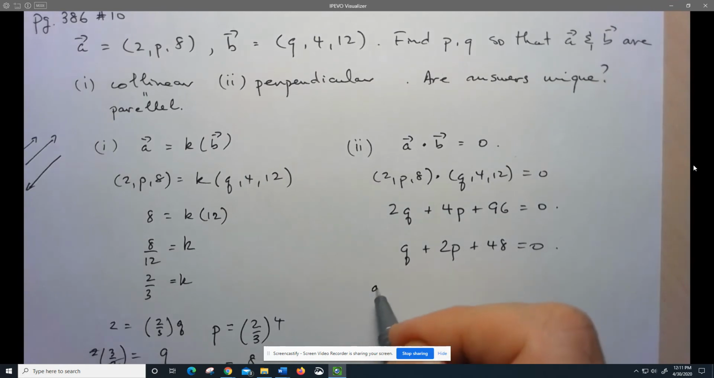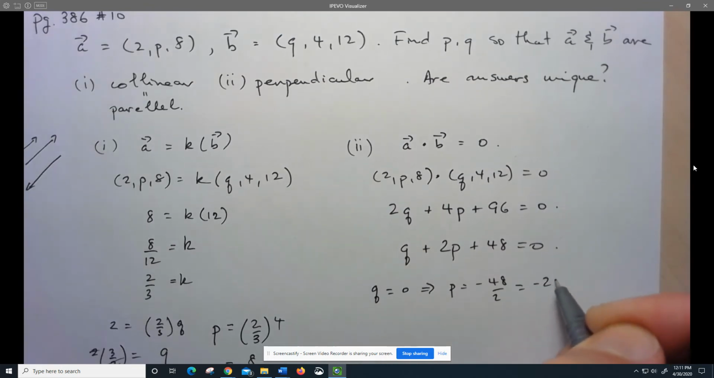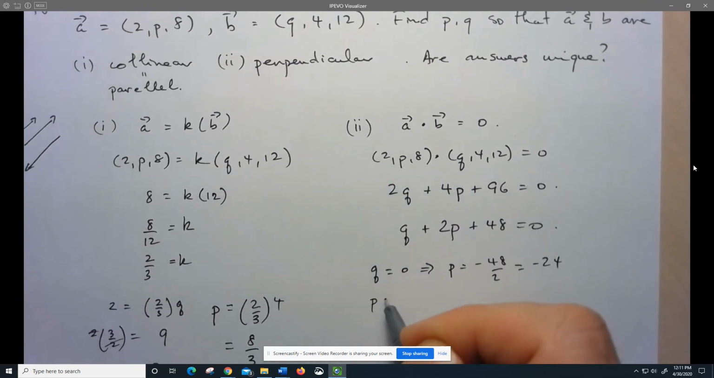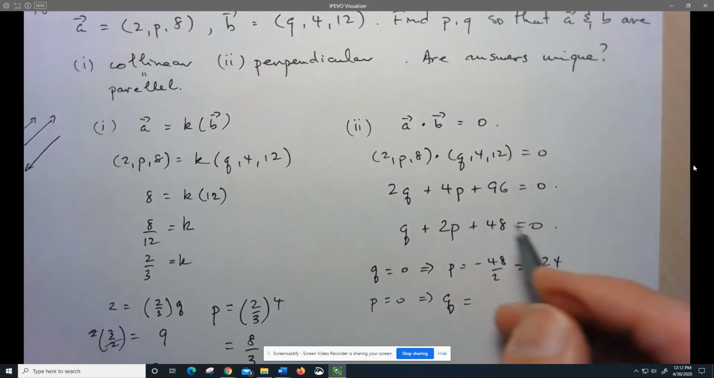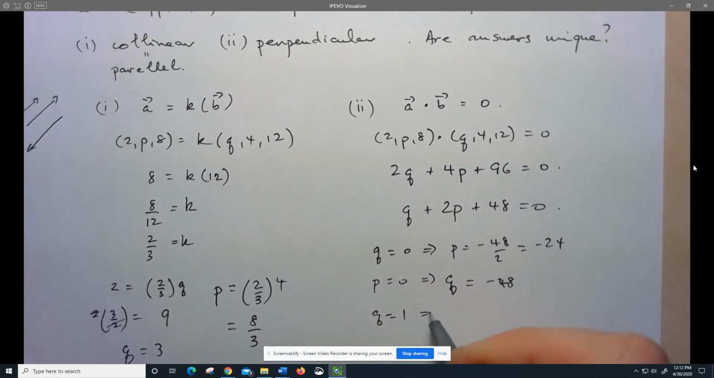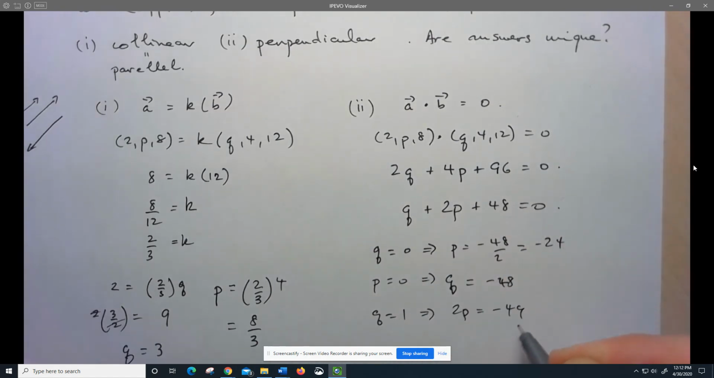So here let's say I pick Q equals 0, then I can determine that P is equal to negative 48 over 2, so negative 24, and there's one set of solutions. Notice here I'm picking easy stuff. Let's pick P equal to 0. Here Q is just going to be equal to, well, that's nice and easy, just negative 48. I could pick Q is equal to 1. That means 2P is equal to negative 48 minus 1, negative 49. So P is equal to negative 49 over 2, or negative 24.5.